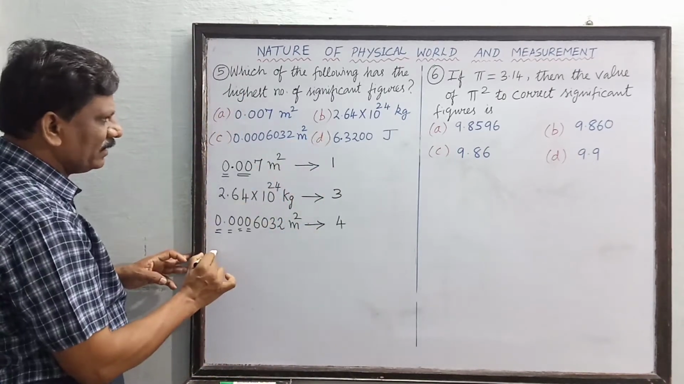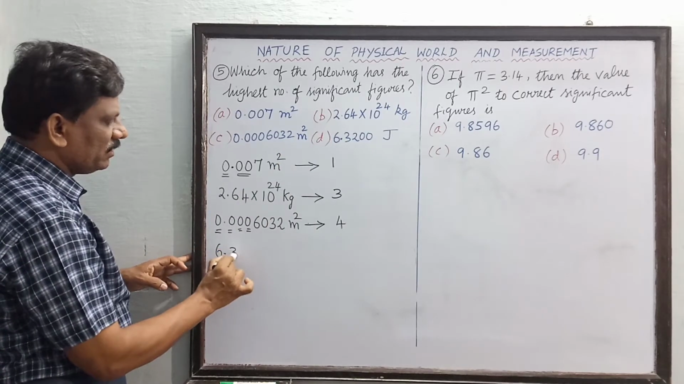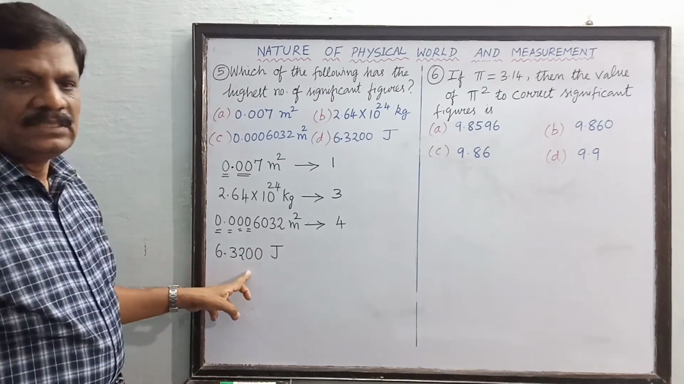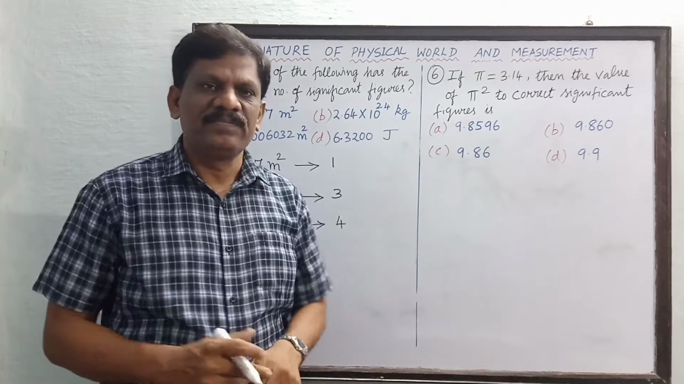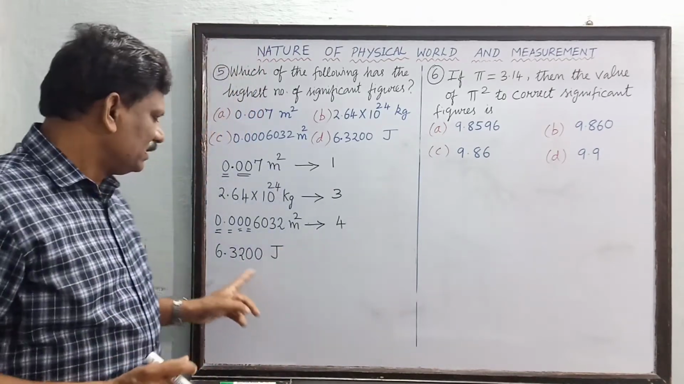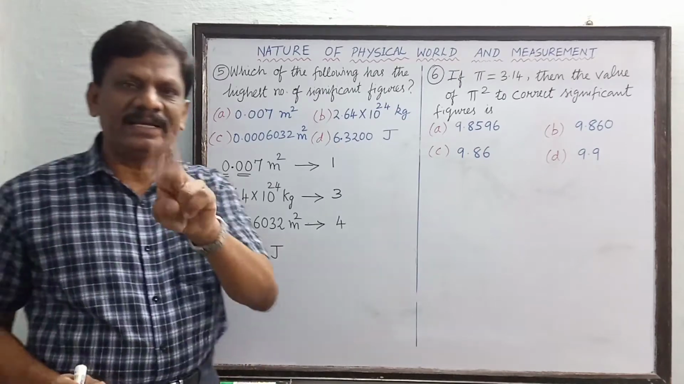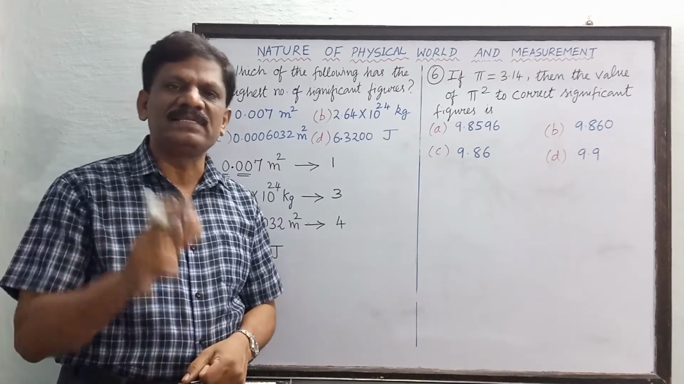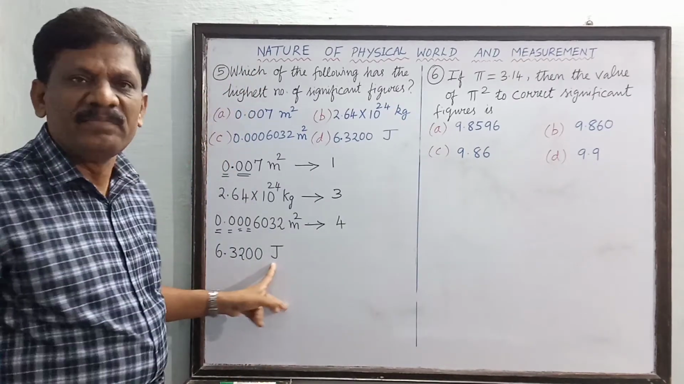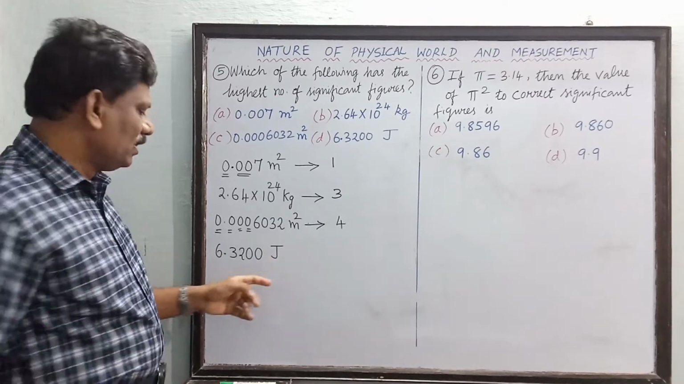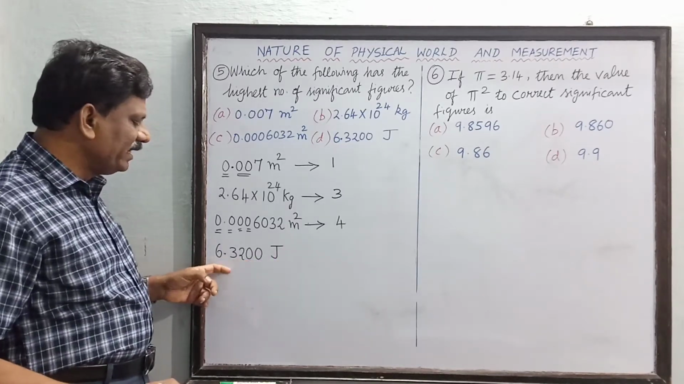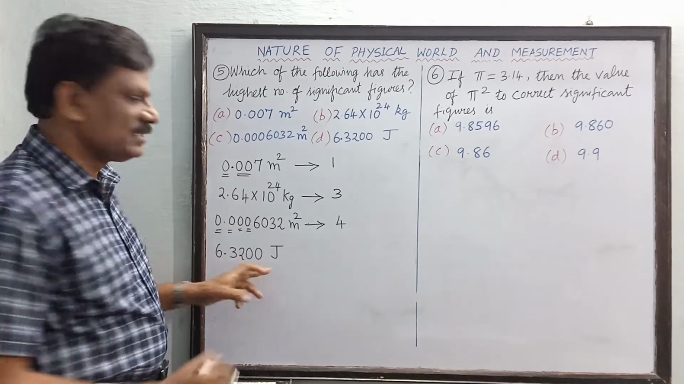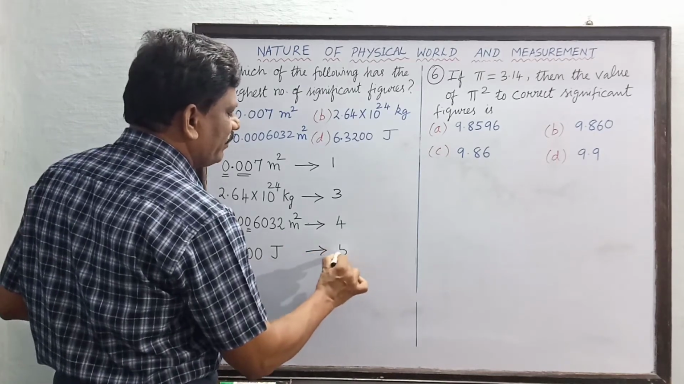The last number, 6.3200 joule. In this number, which is ending with 2 zeros, the number has a decimal point and there are 2 trailing zeros. These trailing zeros definitely have significance if the number has a decimal and is also followed by a measurement, namely joule. Therefore, the 2 zeros and the remaining 3 digits also have significance. So totally there are 5 significant figures. So for this number there are 5 significant figures.